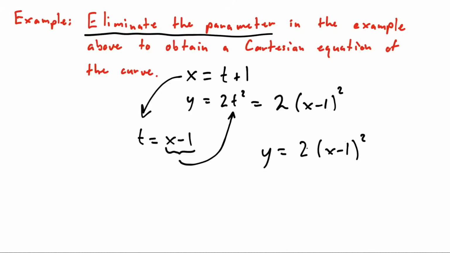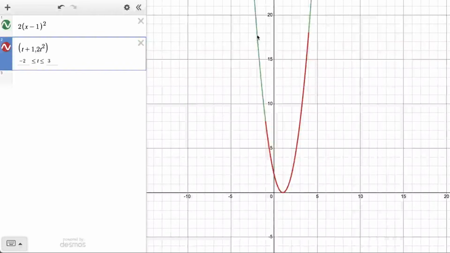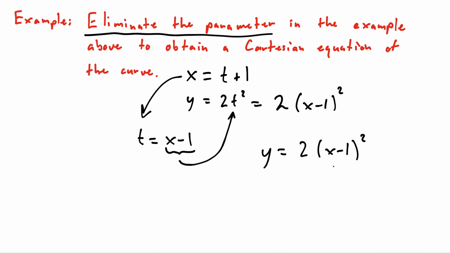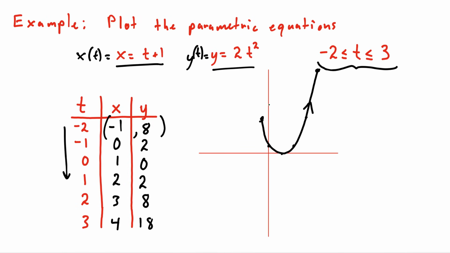If we graph that equation and compare that to the parametric equation, notice that this Cartesian equation is the same parabola. However, when we eliminate the parameter, we lose the directionality of the curve, and we also lose the fact that we had just a finite portion of the curve.